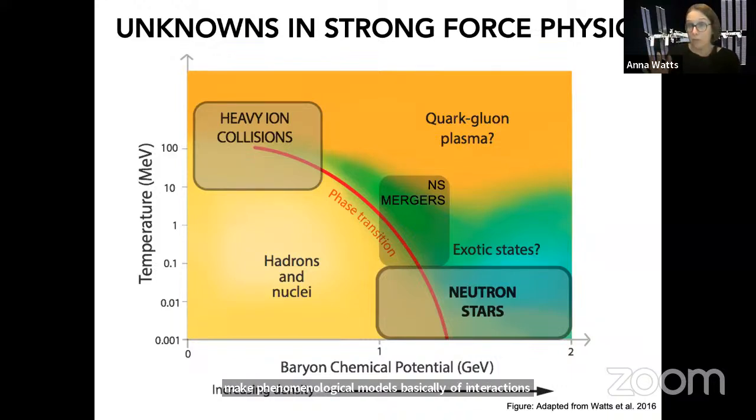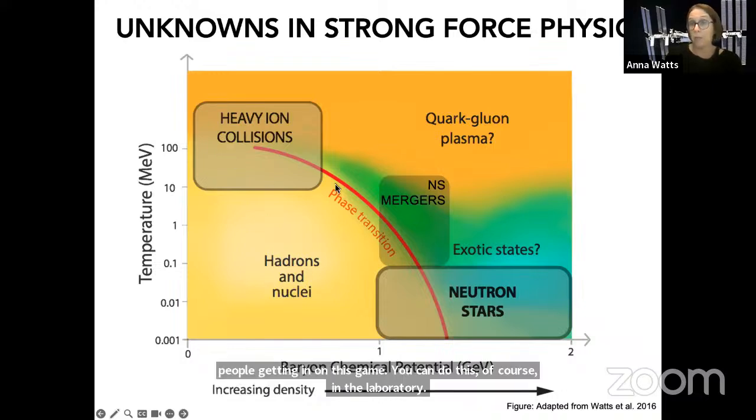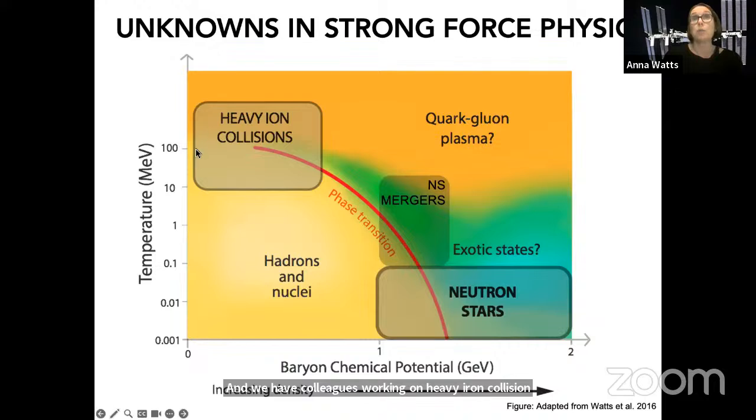Now, basically, astrophysicists are not the only people getting in on this game. You can do this, of course, in the laboratory. And we have colleagues working on heavy ion collision experiments all around the world who are exploring this kind of region up towards here, this high temperature, low to intermediate density region, wanting to understand what happens as you go to these extremes. Are you forming, for example, quark-gluon plasmas?